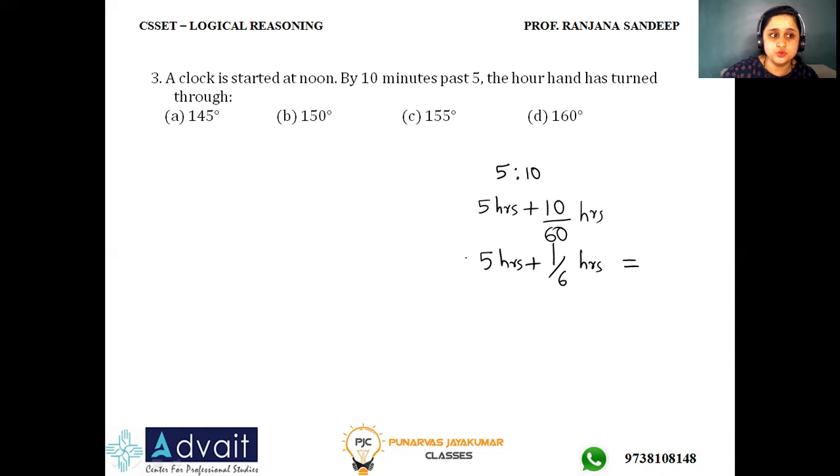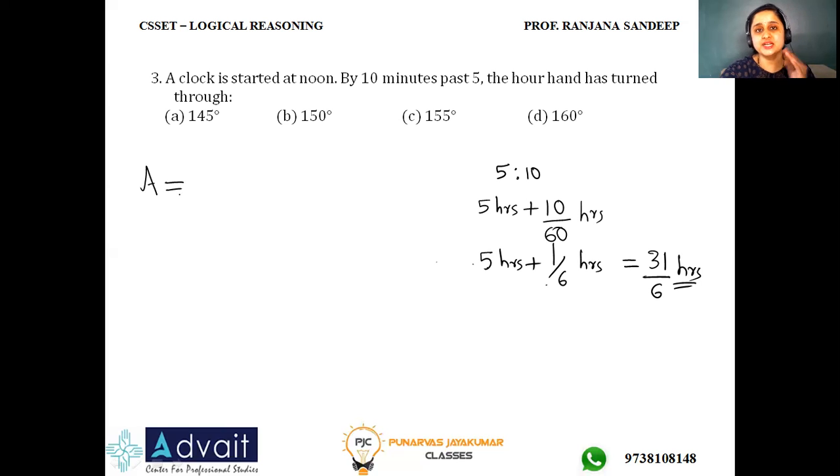So this is equal to 5 plus 1 by 6. Just add these two fractions. 5 into 6 is 30, 30 plus 1 is 31. So 31 by 6 hours. So this is the given time. So now we are going to find the angle traced by the hour hand in x hours.